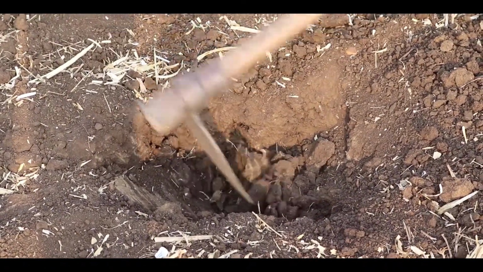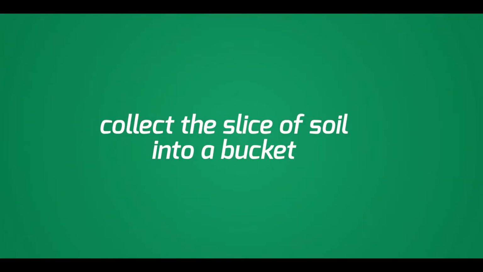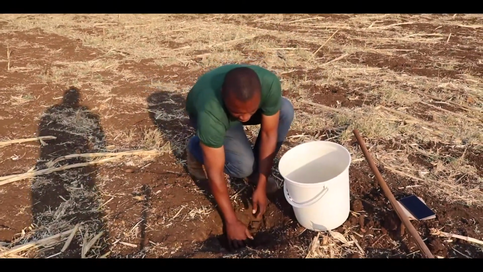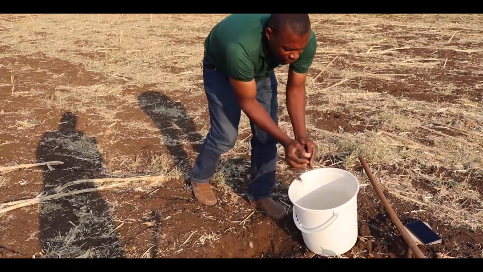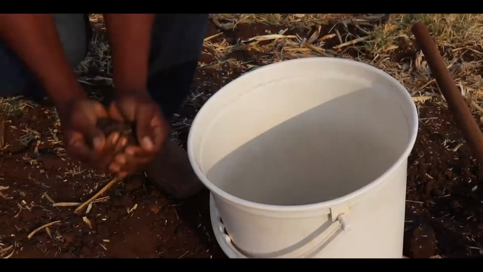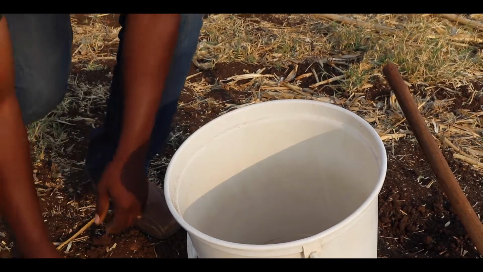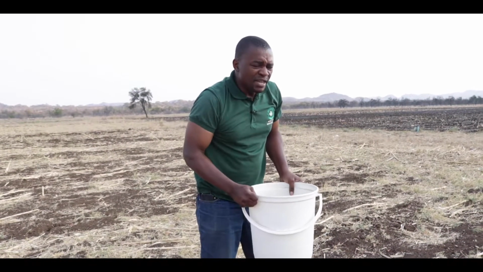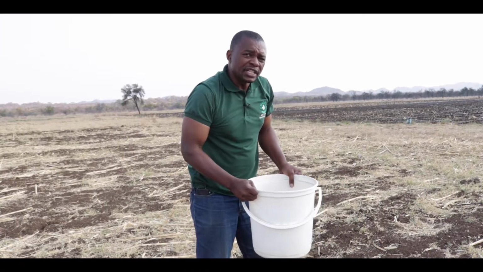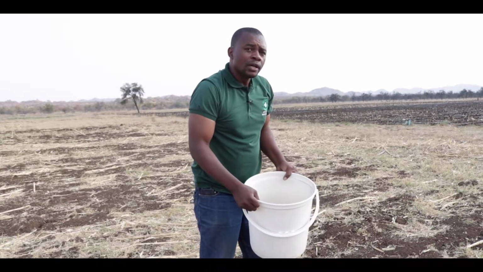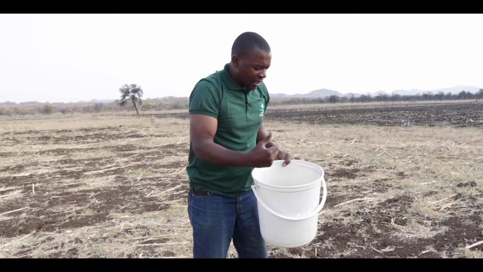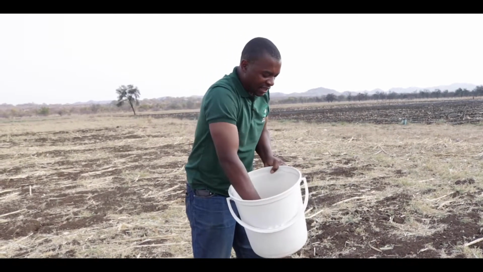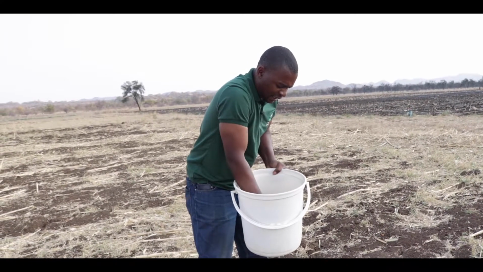of the hole. Collect this slice into a bucket or any container that we can use to take the soil. We break the clods down and make it smooth. After taking your 10 samples from the field, you mix the samples thoroughly so that they mix all together, because from these 10 samples, we want to draw one composite sample which is about 1 kg in weight. So you mix the soil thoroughly.